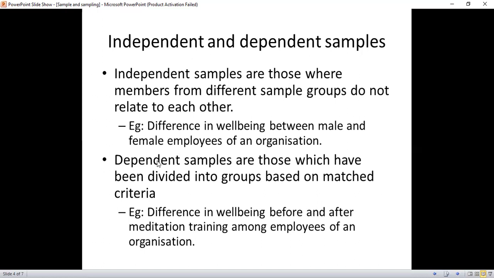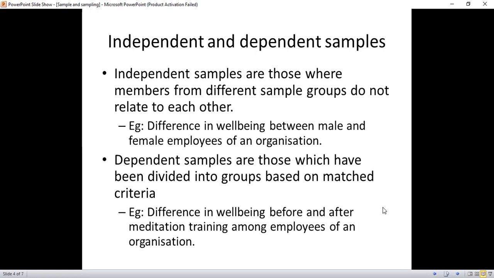However, dependent samples, on the other hand, are those which have been divided into groups based on matched criteria. There are two ways of deriving dependent samples. One is, as given in the example, the difference in well-being before and after meditation training among employees of an organization. These employees can consist of both male and female. However, where it becomes a dependent sample is that it is the same people for whom the test is done once before meditation, once after the meditation.